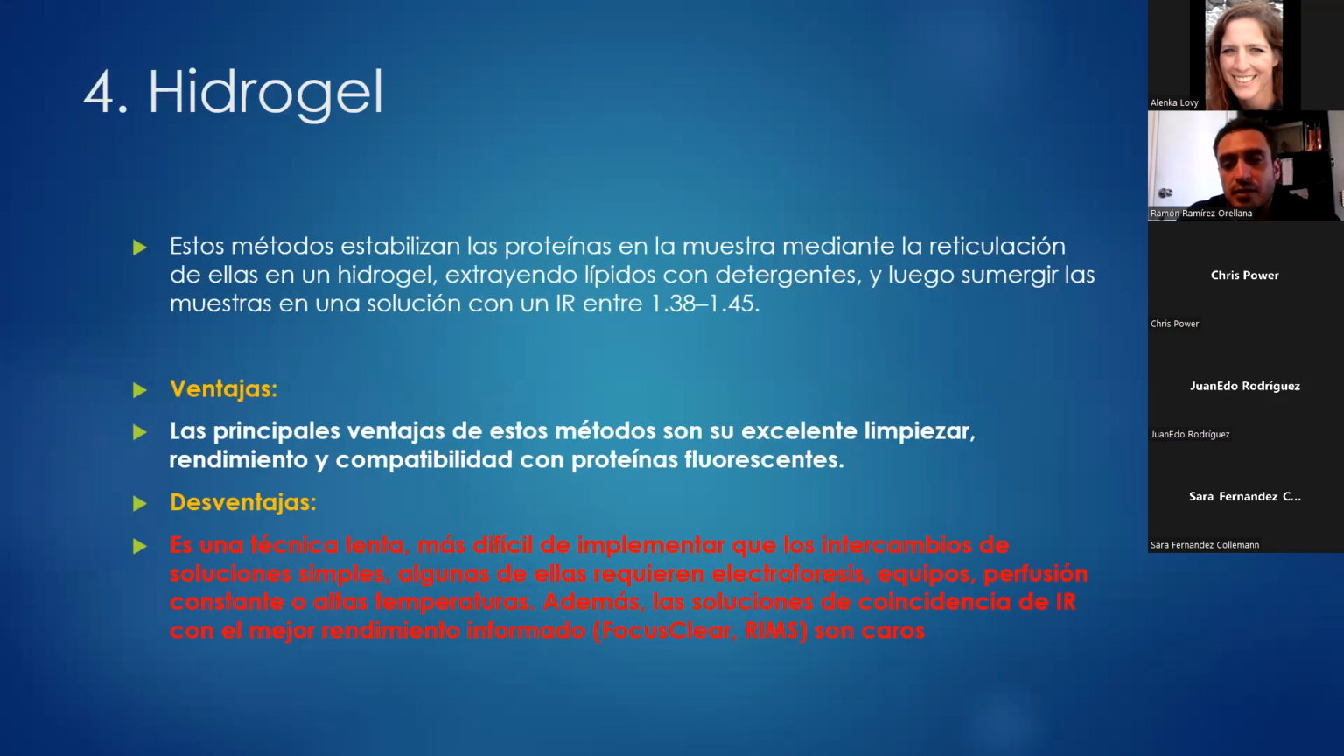Además, las soluciones de coincidencia del índice de refracción también son bastante caras, pero ahí vamos a ver algunas opciones que han funcionado bastante bien para disminuir los costos y para poder ir realizando esta técnica ya funcional dentro de un laboratorio.